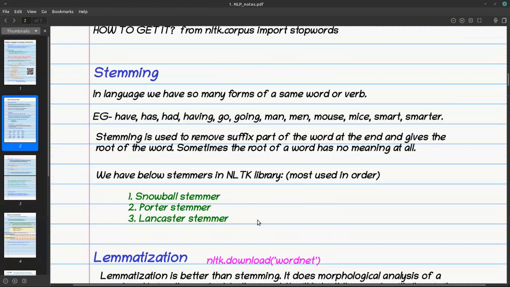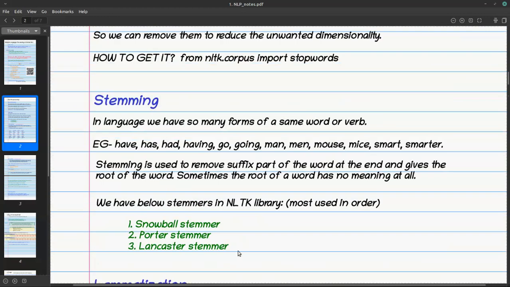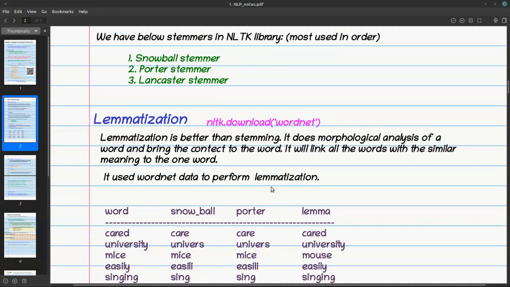Stemming can be useful, like if you're doing spam detection or anything where you don't need to give feedback or interpret the model, then you can go with stemming. But if the meaning is very useful, then choose lemmatization instead of stemming. Right. Let me go on, just a second.